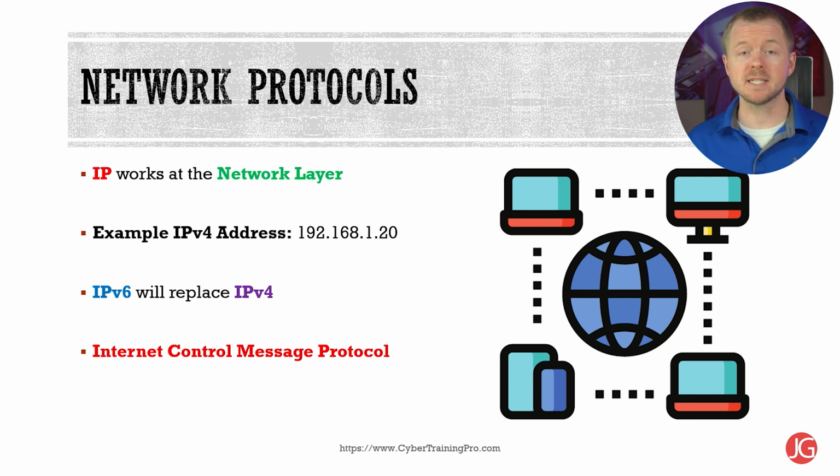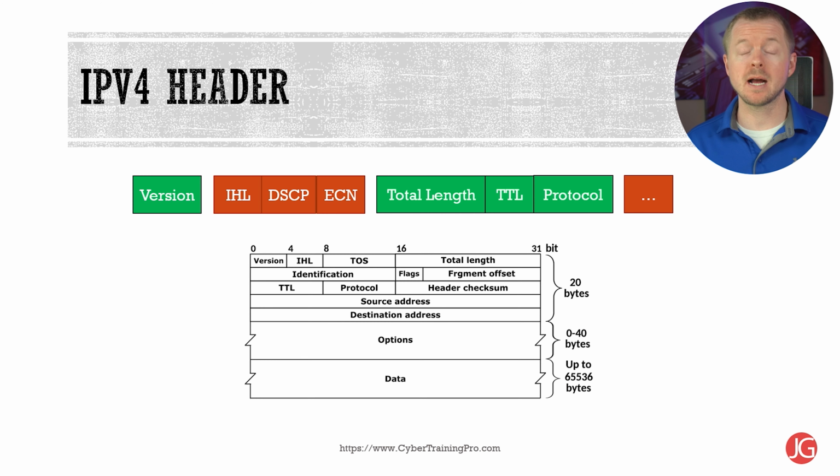The Internet Control Message Protocol, or ICMP, also works at the network layer. Users don't typically use this protocol directly, though, unless they want to ping a system to make sure that it's alive. As you can see on the screen here, I've included a full diagram and a simplified diagram of an IPv4 header. But let's go ahead and focus on that simplified version, which actually has a lot more fields, but there's a few that we need to focus on for right now.